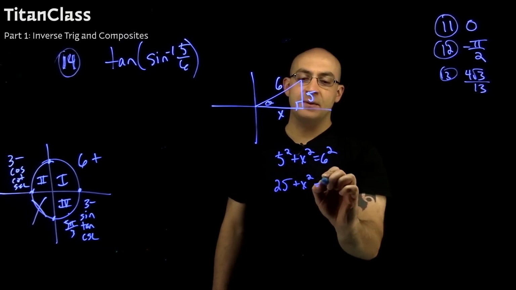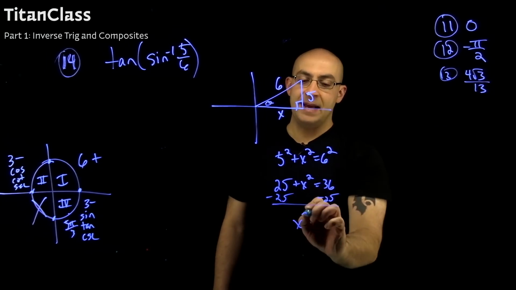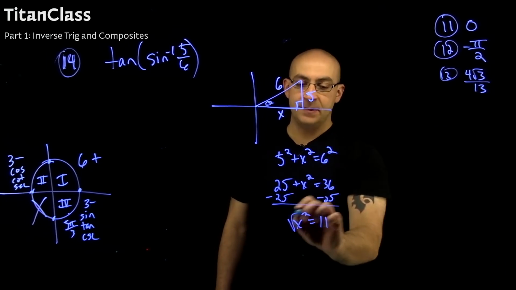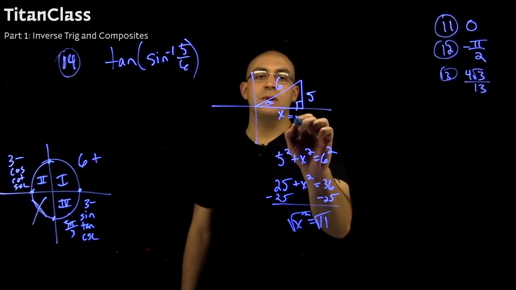25 plus x squared equals 36. Subtract 25 on both sides, and I'm going to get x squared equals 11. Right? So I'm going to take the square root of both sides. So x is going to be the square root of 11.